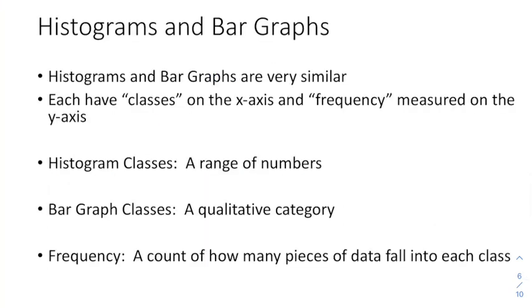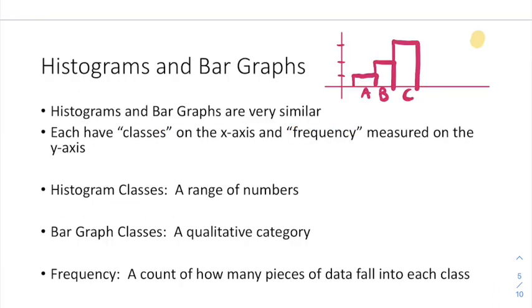One of the reasons we need to know about quantitative and qualitative data is because it's used to determine whether or not you're doing a histogram or a bar graph. These two types of graphs are very similar to each other. They look almost the same. They each have what we call a class on the x-axis and a frequency on the y-axis, maybe looking something like this. For a histogram, these classes represent numbers, quantitative data.